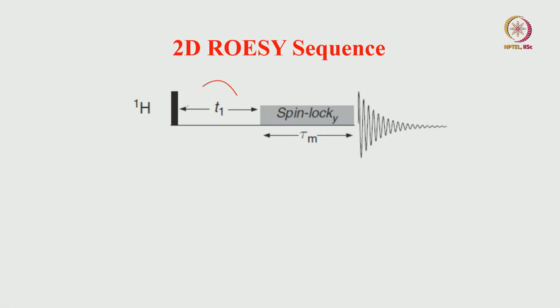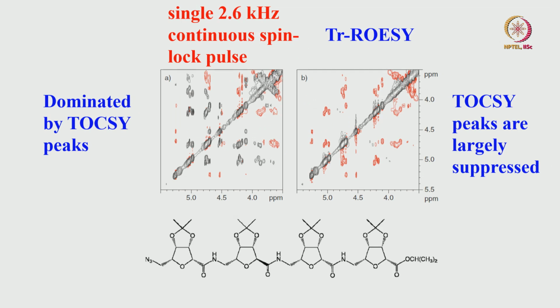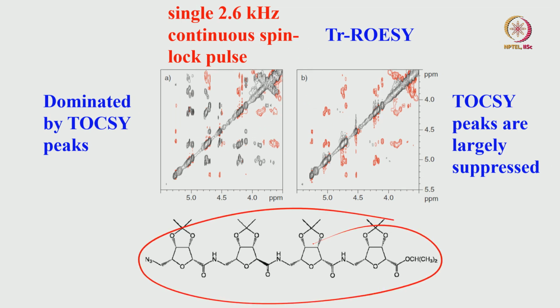And of course, there is a T1 period followed by spin lock. In the spin lock, what happens? I told you already. Chemicals should get completely refocused and mixing takes place between the spins, and then you collect the signal. This is a simple example of a 2D spectrum of a molecule like this, 2D ROESY spectrum. This is called ROESY. What is transferred there?